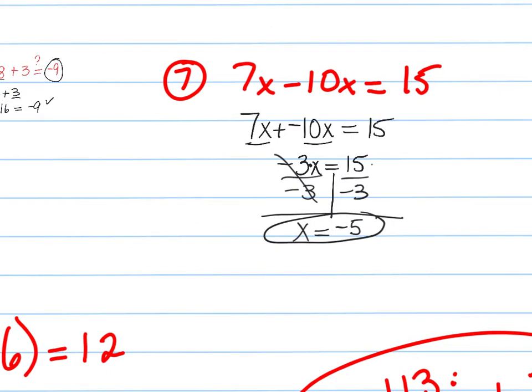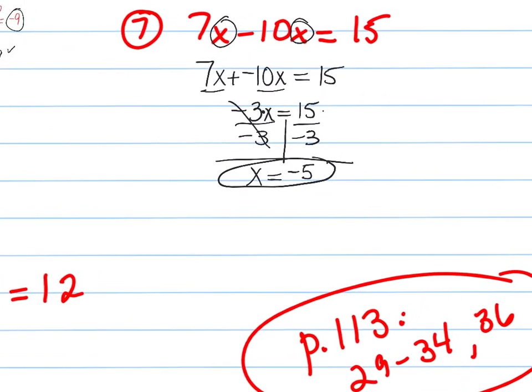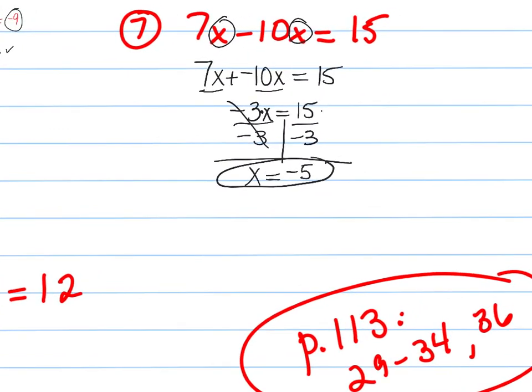We are going to check it back into the original problem, but do you guys see that there's an x here and there's an x there? So I have to put it in both places. So I'm going to write down 7 times negative 5. I'm going to keep change opposite. Plus negative 10 times negative 5. And I want to know, is that equal to 15?